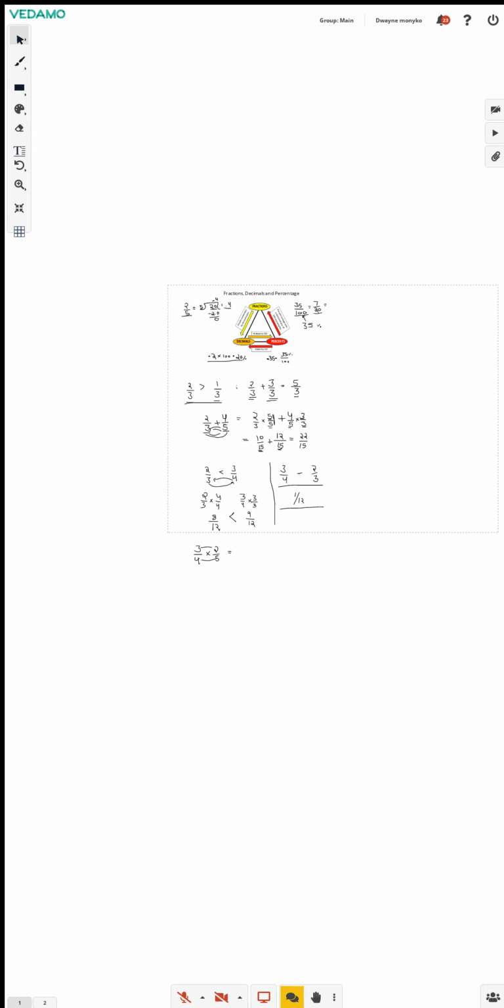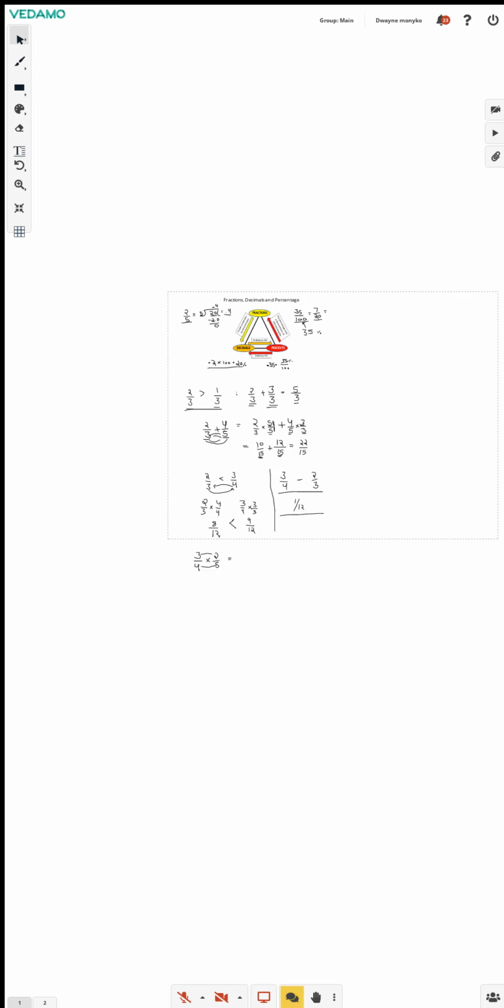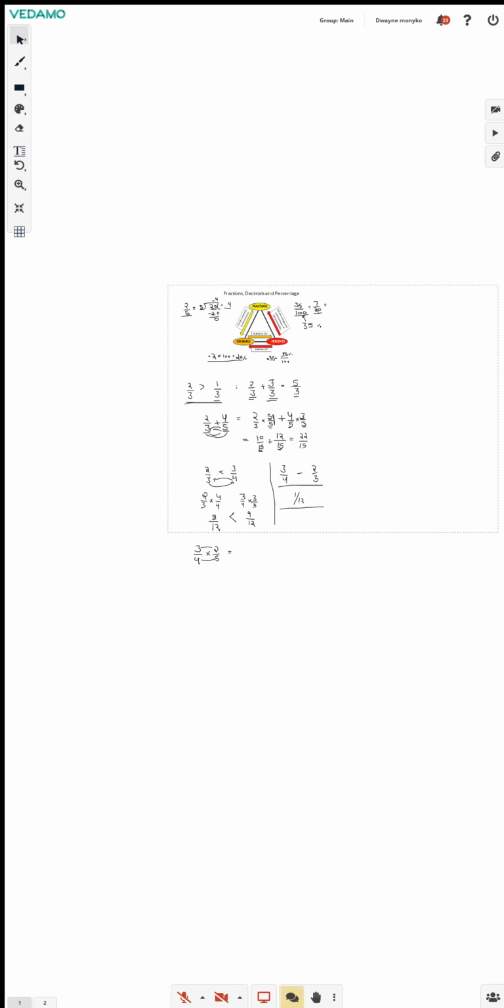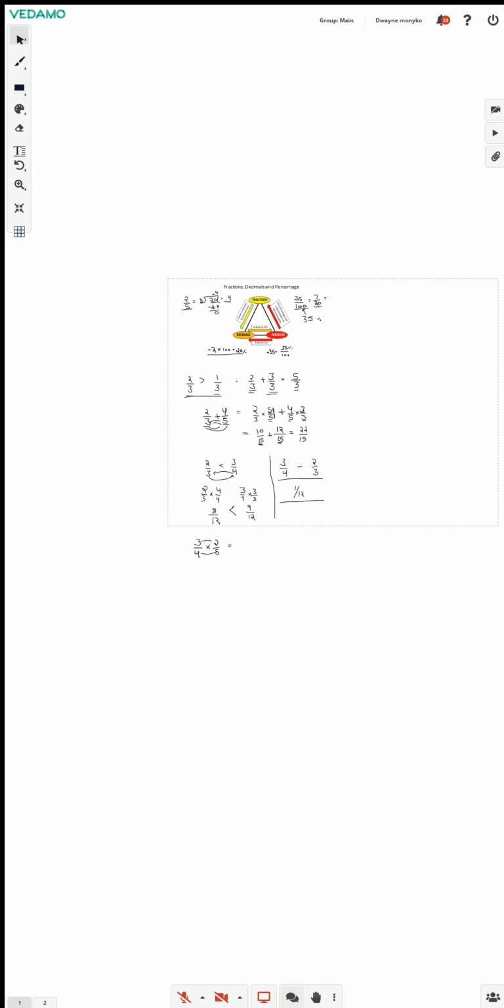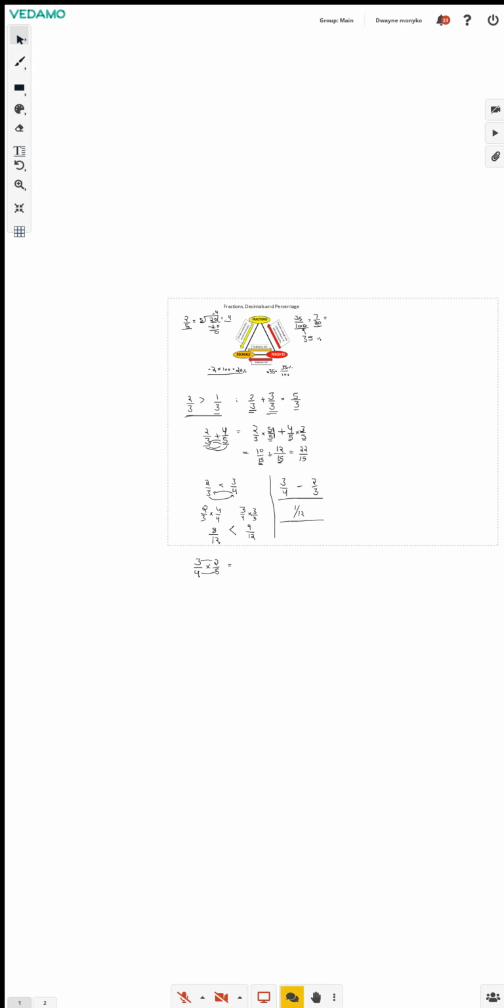Now in the same fashion, we compare fractions where the denominators are not equal. We multiply 2/3 with 4/4, and we multiply 3/4 with 3/3. So we get 8/12 and 9/12. So 9/12 is obviously bigger than 8/12. And in the same fashion, we can do 3/4 subtracted with 2/3. We use the same formula and we get the answer 1/12.